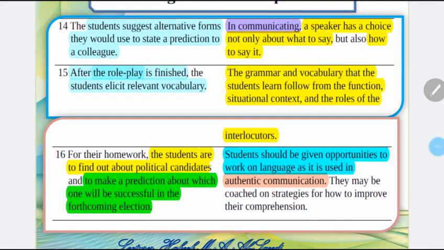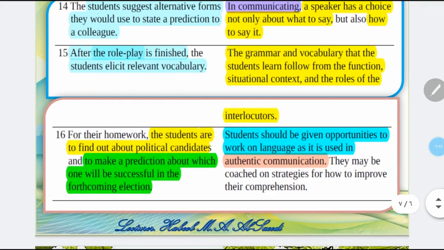Number 14, the students suggest alternative forms they would use to state a prediction to a colleague. In communicating, a speaker has a choice not only about what to say but how to say it, and we have discussed this. Students should know how to say, not only what to say, to be able to communicate appropriately and correctly. After the role play is finished, the students elicit relevant vocabulary.